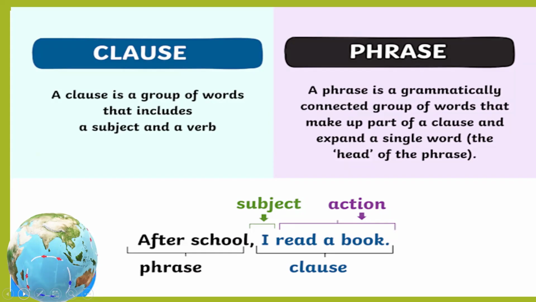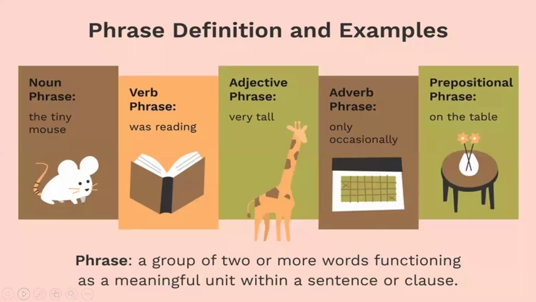It can expand a single word. Look at the example: After school, I read a book. After school is a phrase because it's a grammatically connected group of words. Two words are connected here, and after school is a phrase. I read a book gives a complete meaning, a complete thought. It consists of a subject and verb as well, showing action. So it is a clause. A clause is a group of words that includes a subject and verb, and it gives a complete thought. So I read a book is a clause.